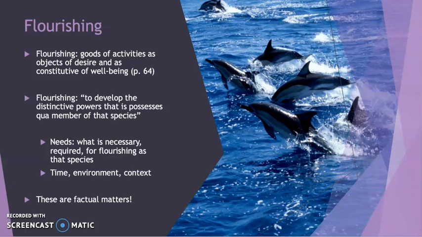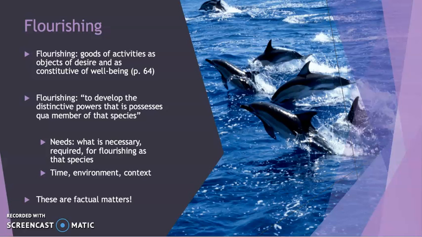Flourishing then is univocal because it means to develop the distinctive powers that one possesses qua member of the particular species one belongs to. So it's univocal because it's the same thing for every species, right? To develop the specific powers of that species.